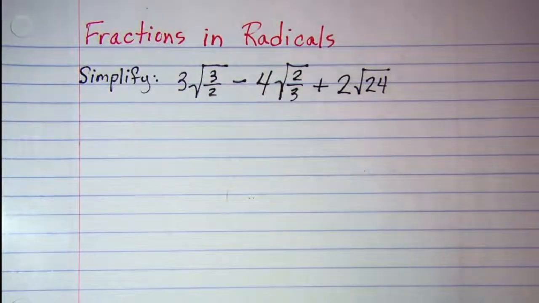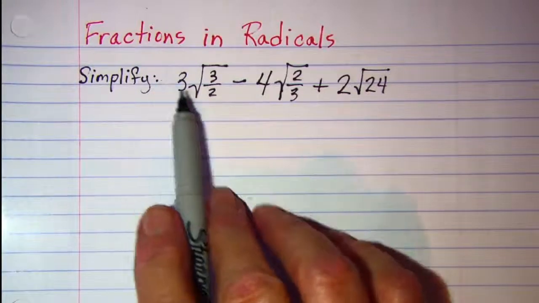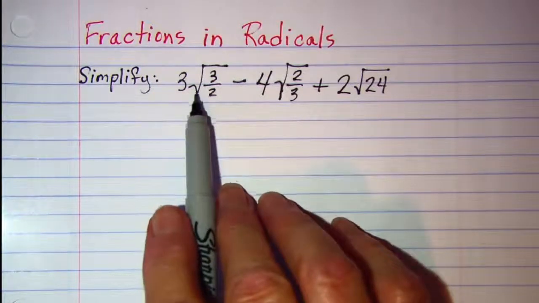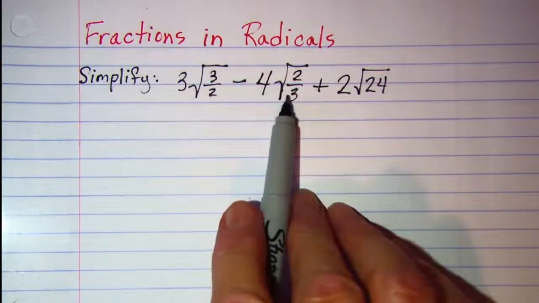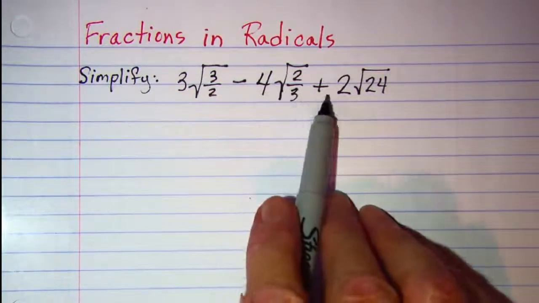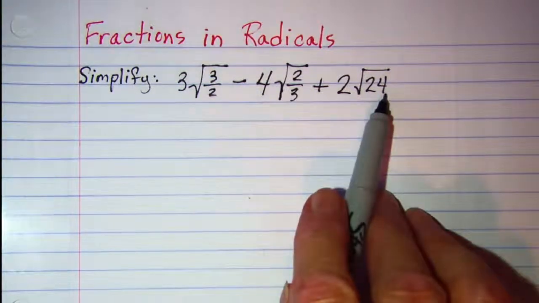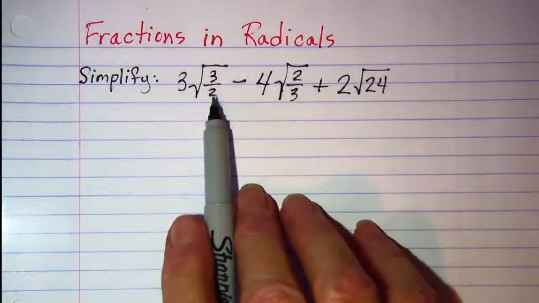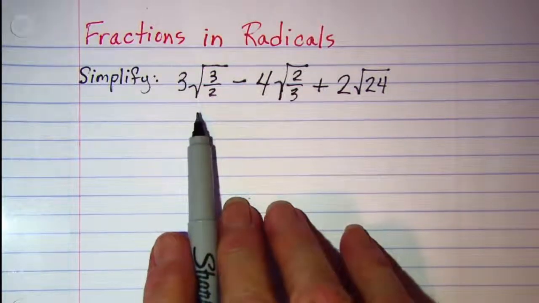In this video, we'll be simplifying an expression that contains fractions inside of radicals. The problem that we'll be doing is to simplify 3 times the square root of 3 halves minus 4 times the square root of 2/3 plus 2 times the square root of 24. Now, what I want to do is get this ready to work on.